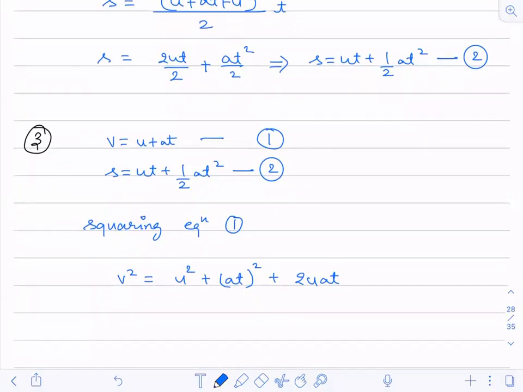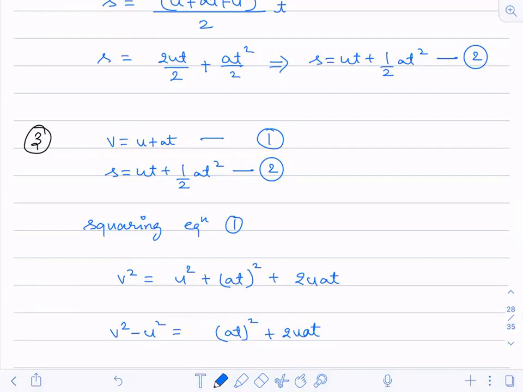Now, just take u square on the LHS. So v square minus u square is equal to (at) whole square plus 2uat. Understood? You get 2uat.